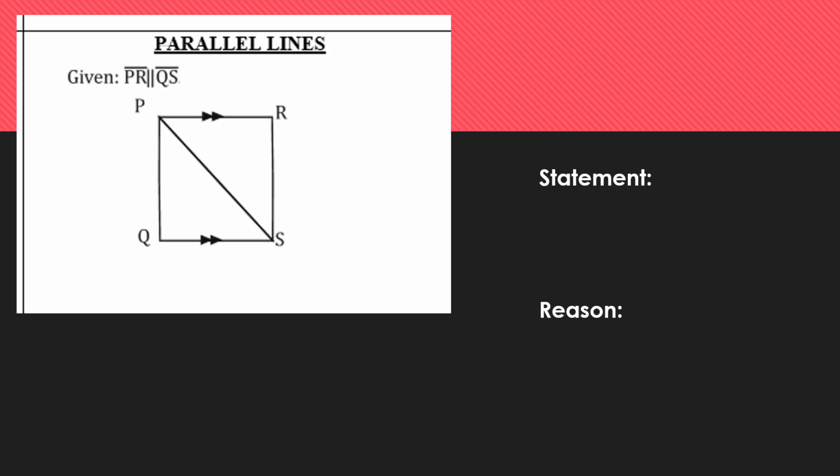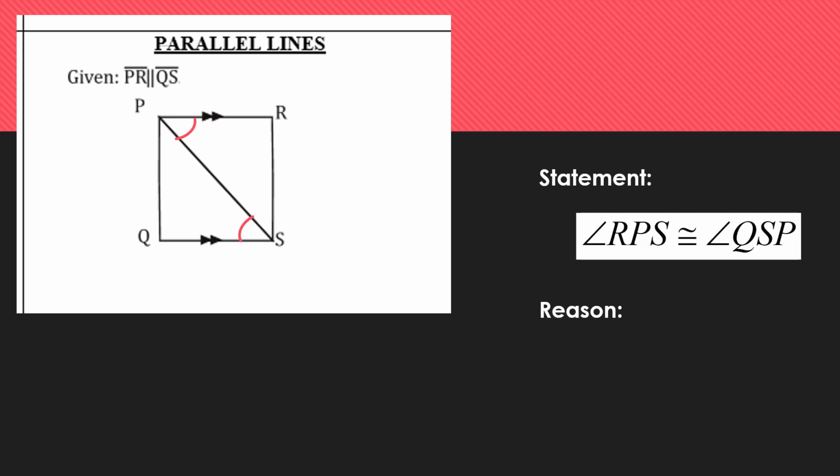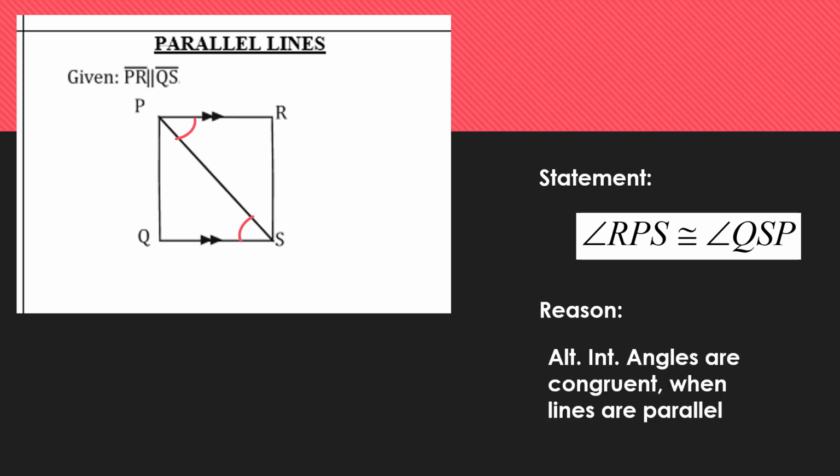Next one, we've got parallel lines. So PR is parallel to QS. Those double vertical lines mean parallel here. There are a lot of things that we can get from parallel lines, but the main one we want to stress is these alternate interior angles that are labeled on the screen. Angle RPS is congruent to angle QSP, and the reason is because those are alternate interior angles. They are congruent when lines are parallel. That's just like a definition that we learned that you need to continue to remember.